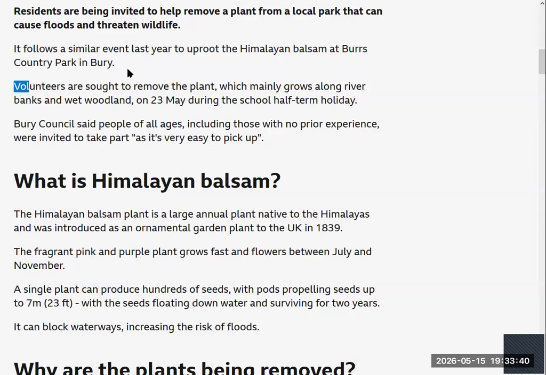So volunteers are sought to remove the plant, which mainly grows along river banks and wet woodland. On 23rd May, during the school half-term holiday, Bury Council said people of all ages, including those with no prior experience, were invited to take part as it's very easy to pick up.